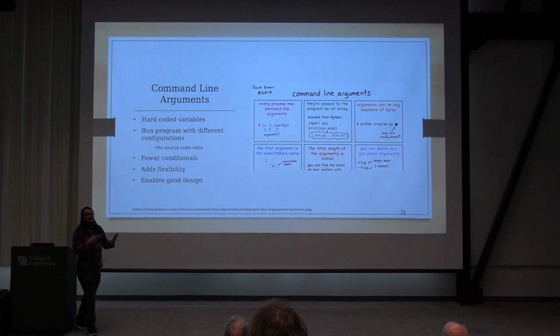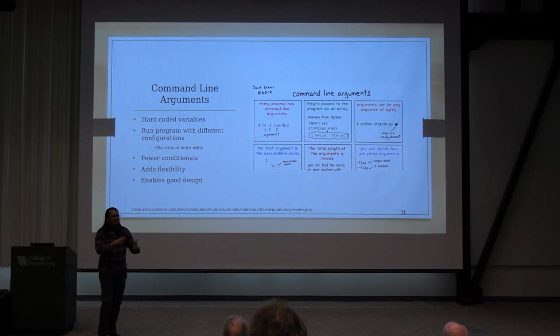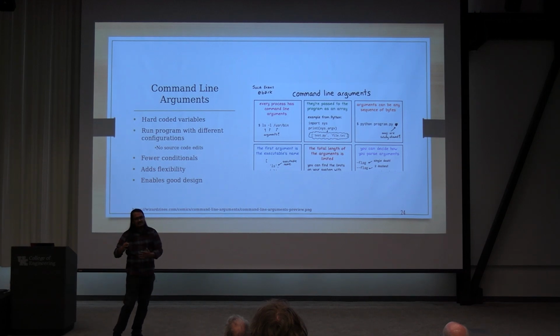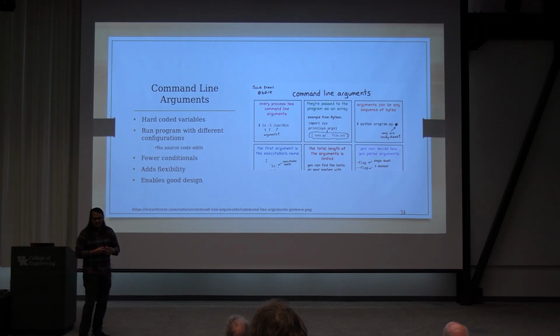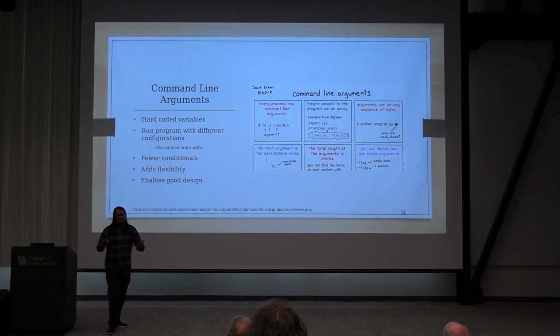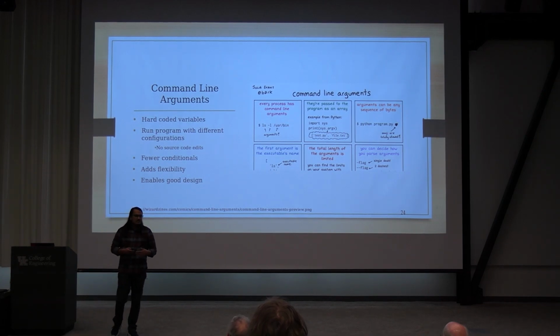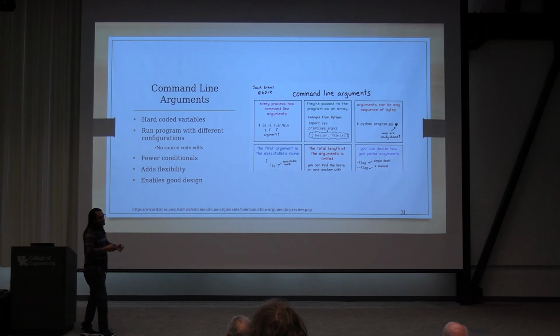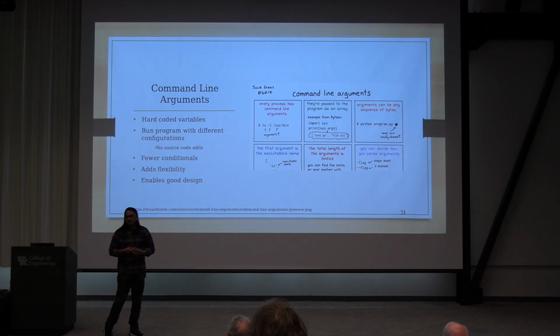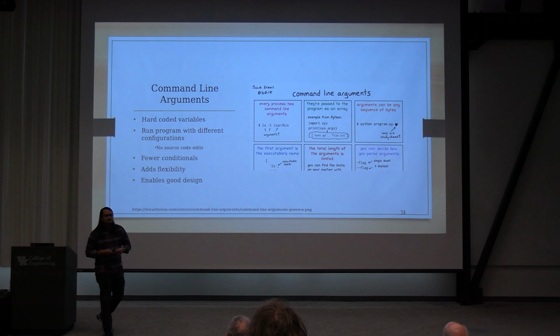Then also, if you have command line arguments, you don't need to add a lot of conditionals in your code to check whether this was set, whether that was set, where are we right now. You can reduce a lot of conditionals in your code if you have this. It adds a lot of flexibility. You can do lots of different things by just changing a few variables in your code. And it also enables you to design your code in a much better way.